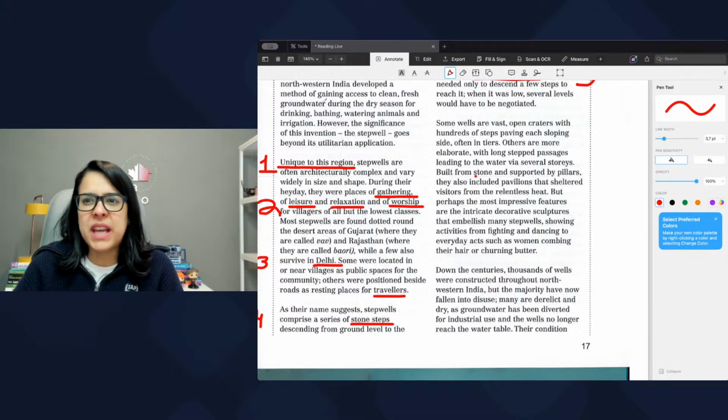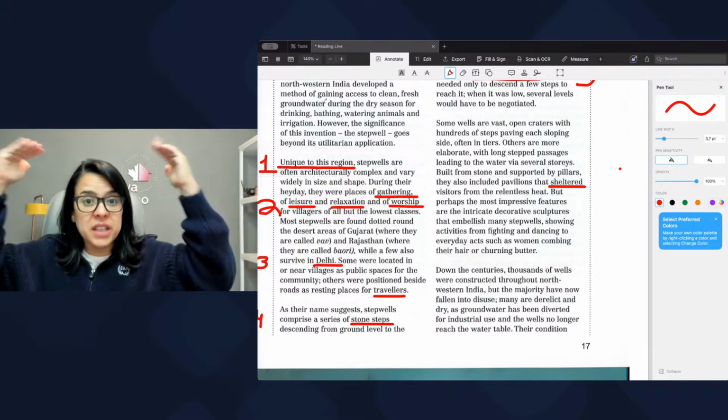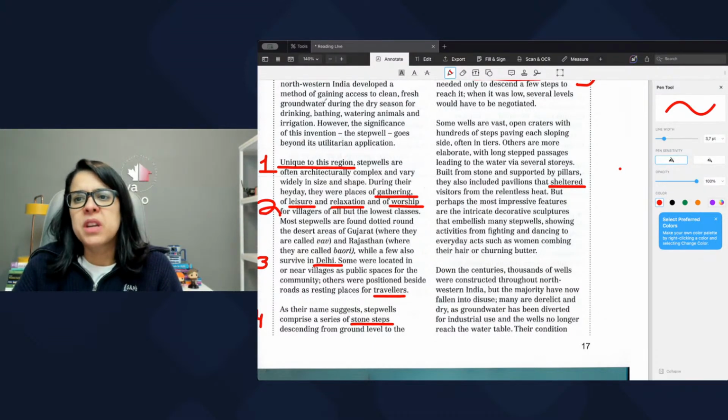Okay, so I'm going to scan the text, just look for the word without thinking, without trying to understand anything. So I found the word sheltered. So a shelter is a protection. So let's stop here and read this part in detail. Built from stone and supported by pillars, they also included pavilions that sheltered visitors from the relentless heat.